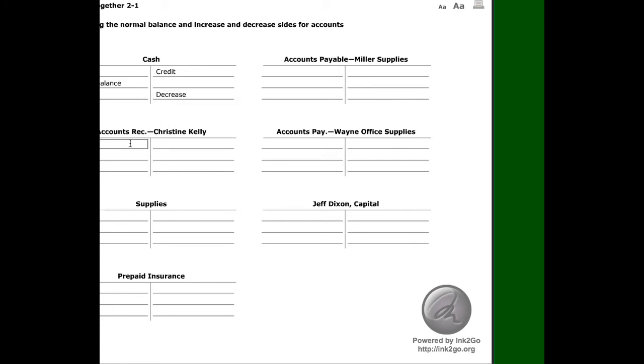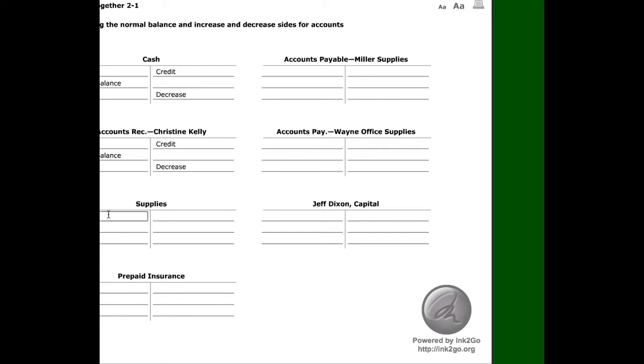For accounts receivable, Christine Kelly, she is also an asset account. So we will follow the same steps as we did for cash. Debit here, crediting, normal balance, lastly increase and decrease.